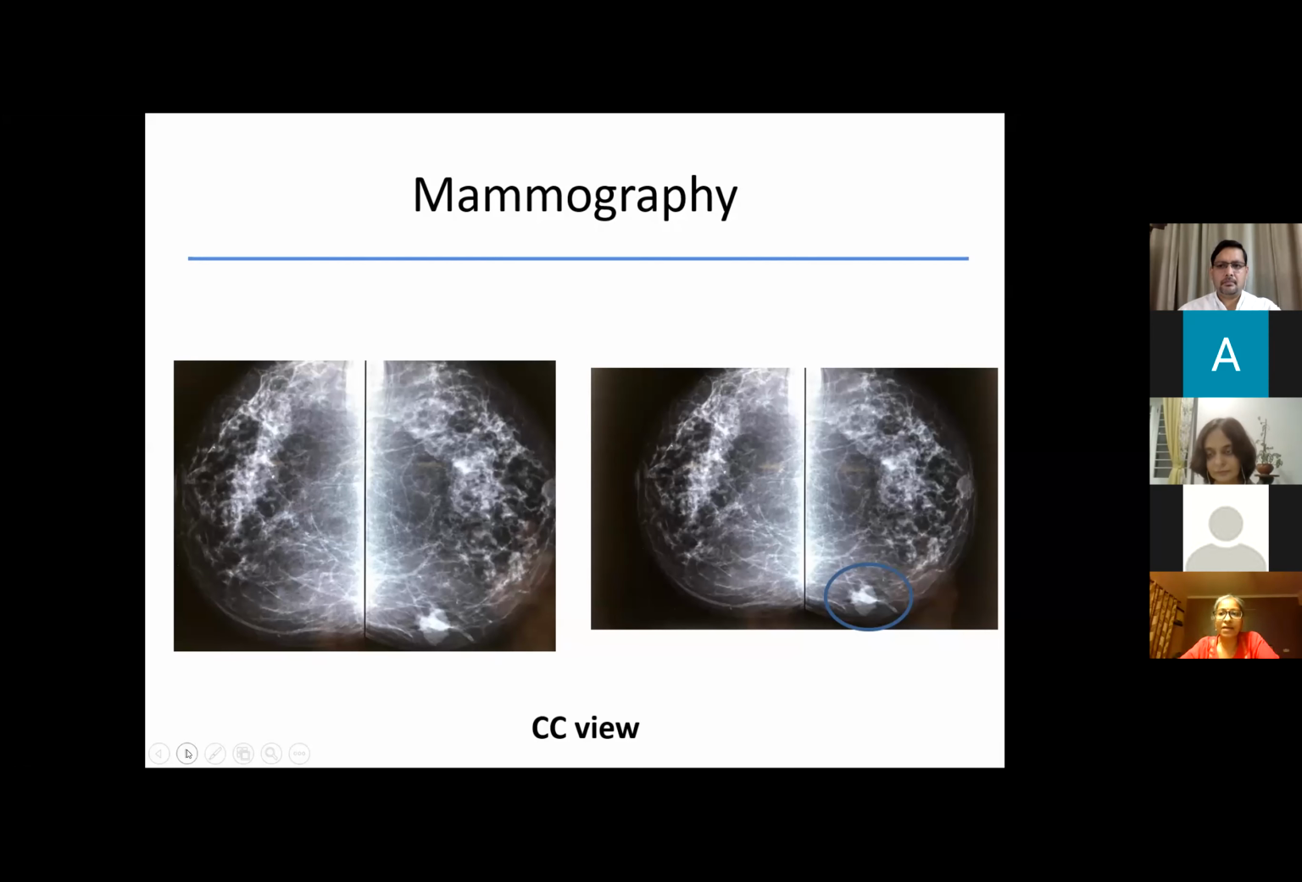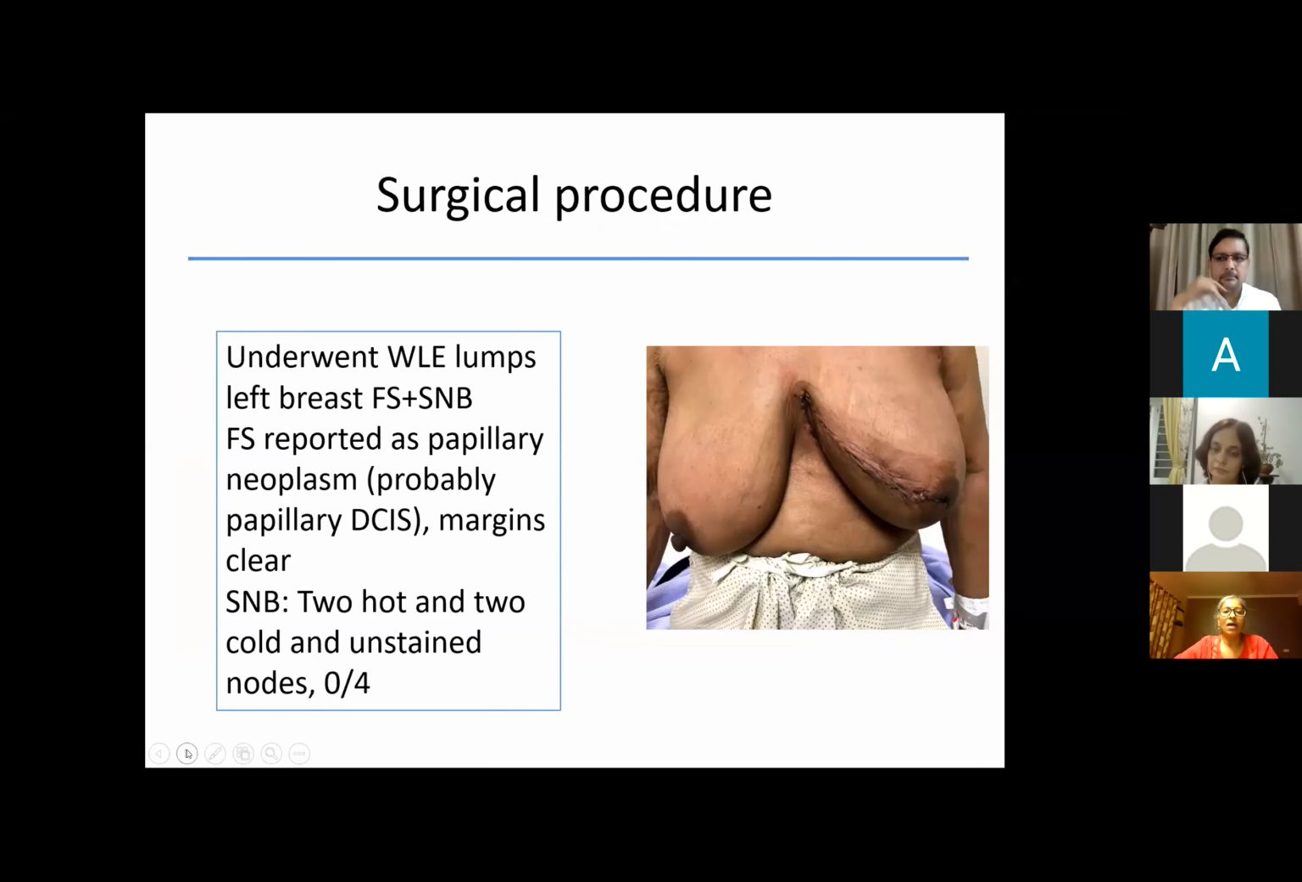as Dr. Anupama has said, we went ahead because it was a papillary lesion, we came to know later on. So we went ahead and did a wide local excision of the lump with frozen section and sentinel node biopsy. The frozen section was reported as papillary neoplasm, probably papillary DCIS. So my question to Dr. Vedant is, if you ignore the lower part, if this was her frozen section report, what would you do for axilla? Would you go ahead with sentinel node biopsy?